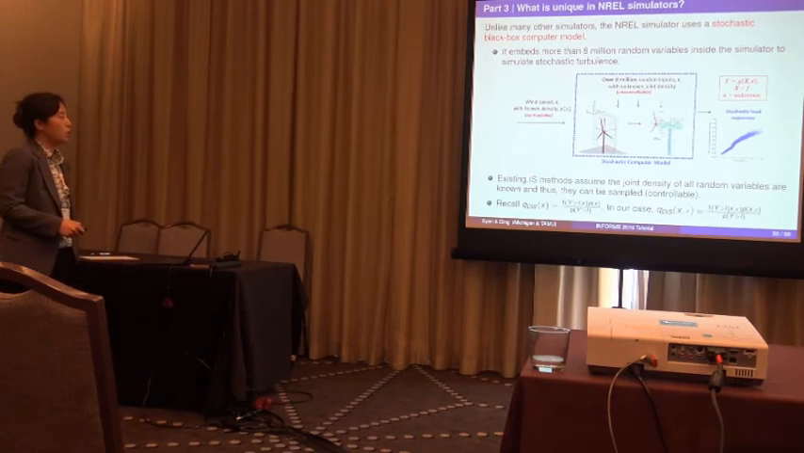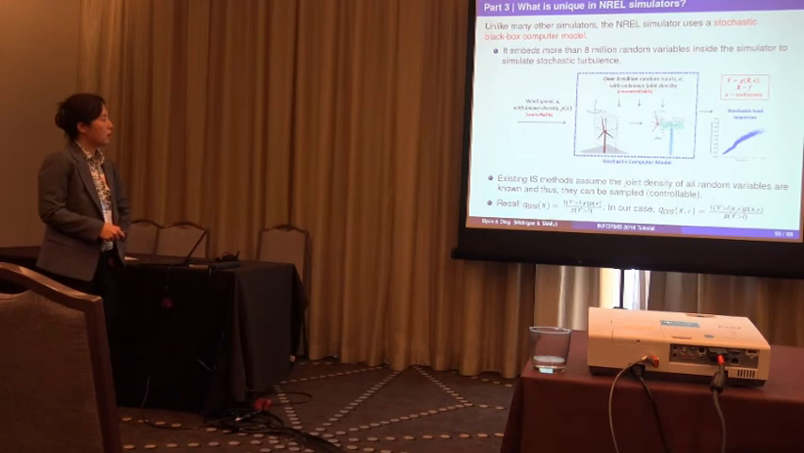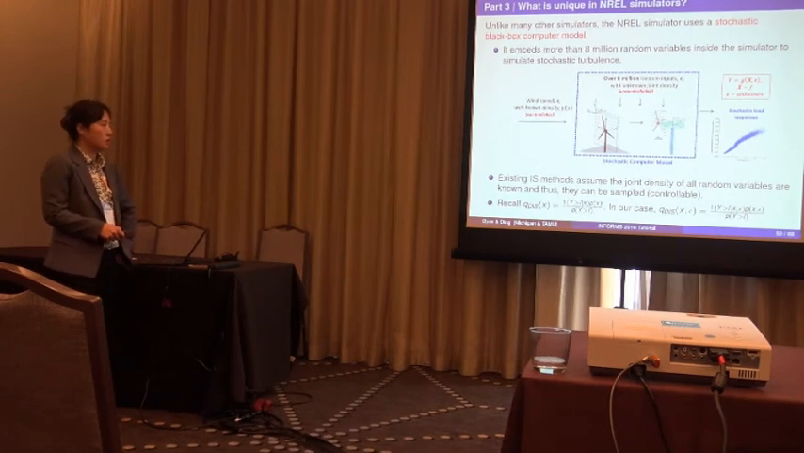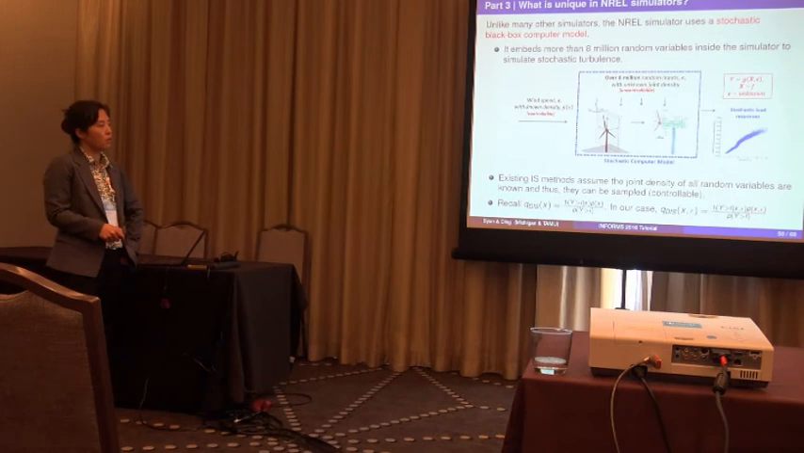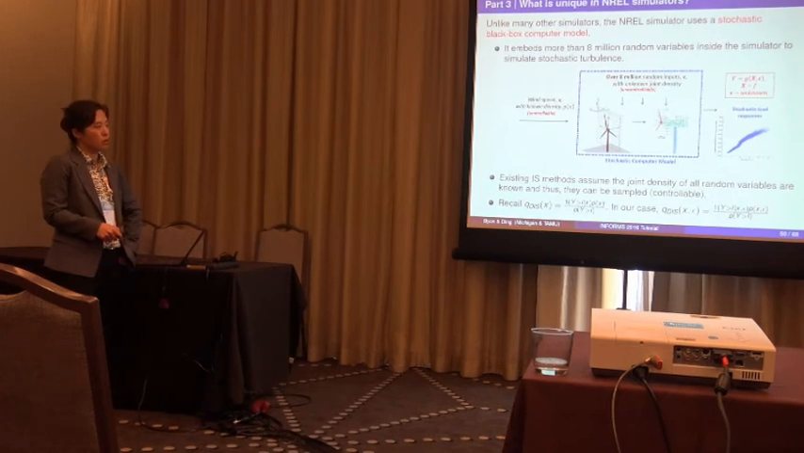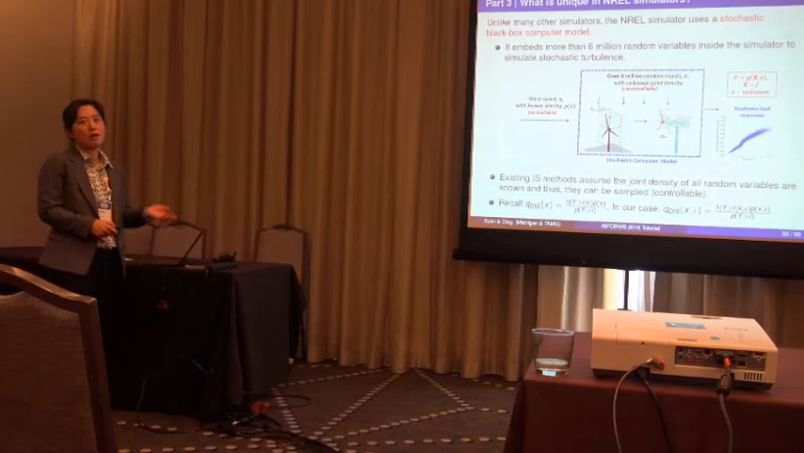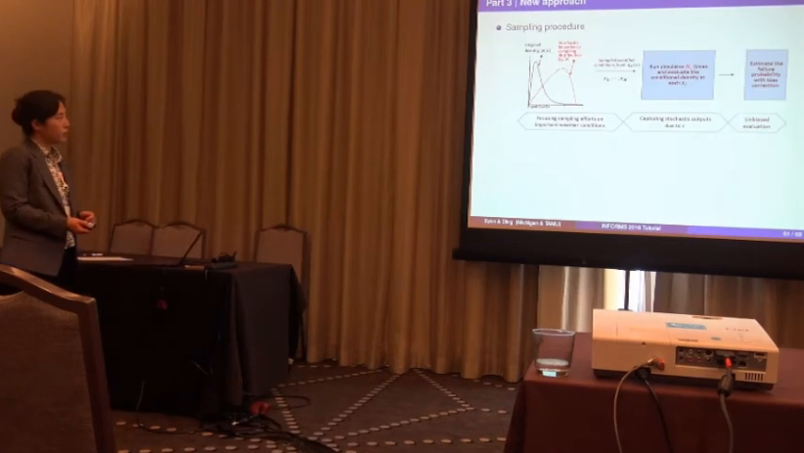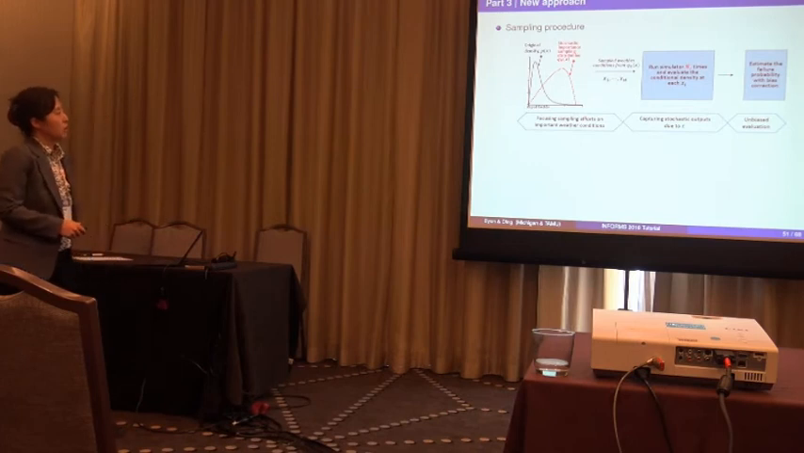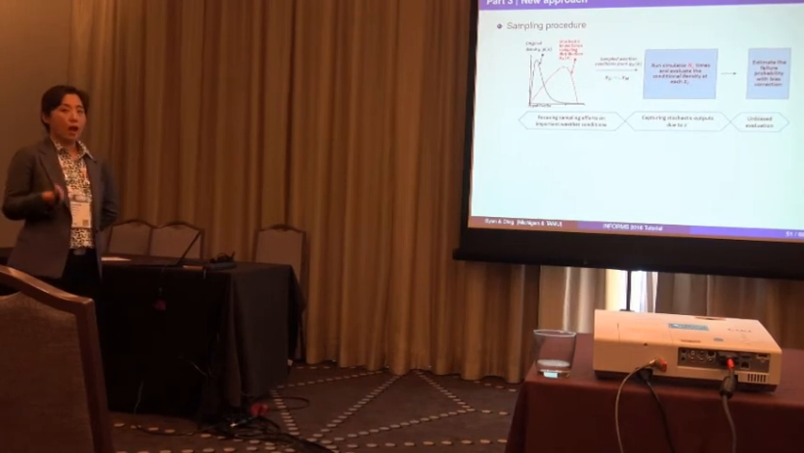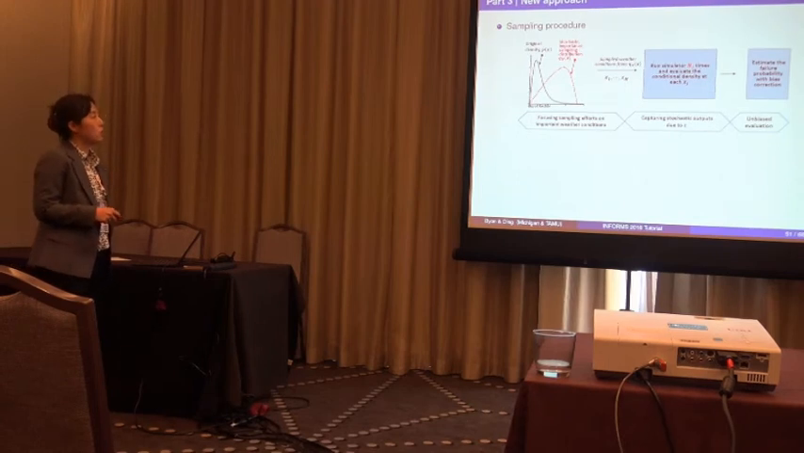If we recall the existing IS method, then the optimal density takes this form. And in our case, because we have two different random inputs, our optimal density should take this form. So here we have the joint probability density function of X and epsilon. However, we don't know the density function of epsilon, so we cannot apply the existing sampling density. So here we can only control X, not epsilon.